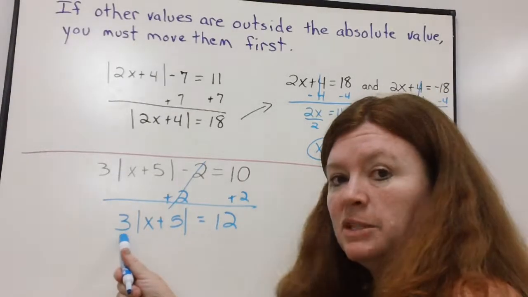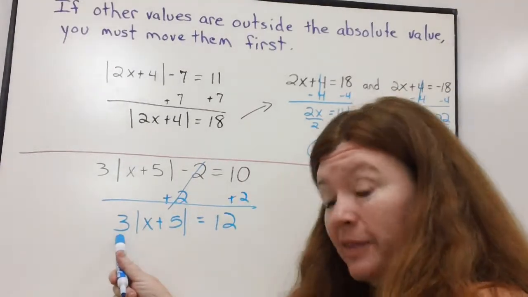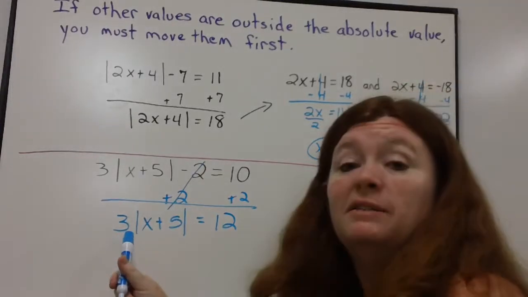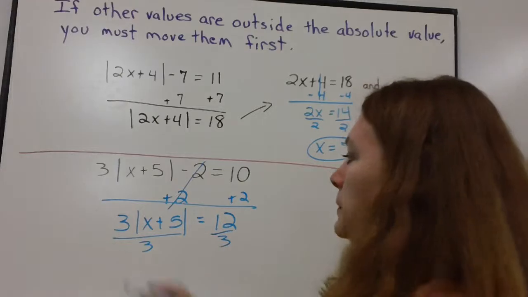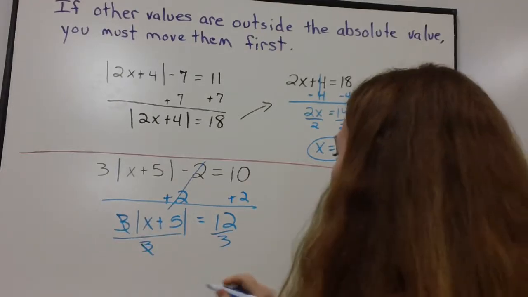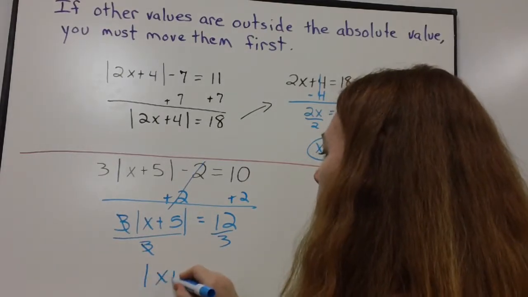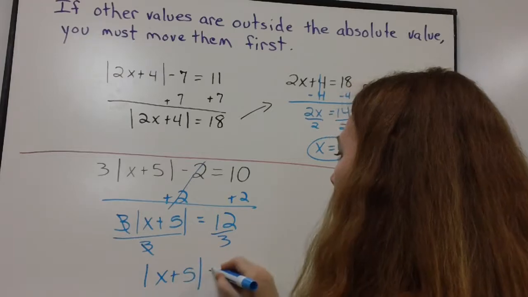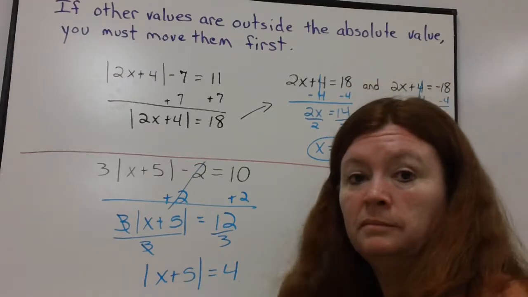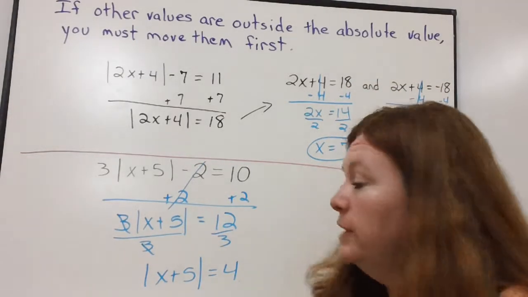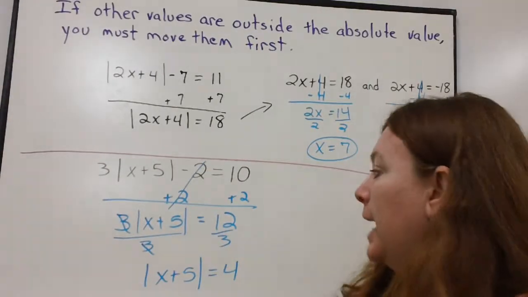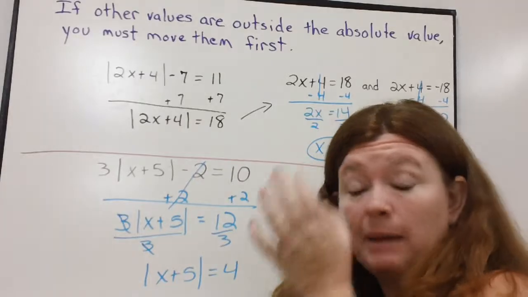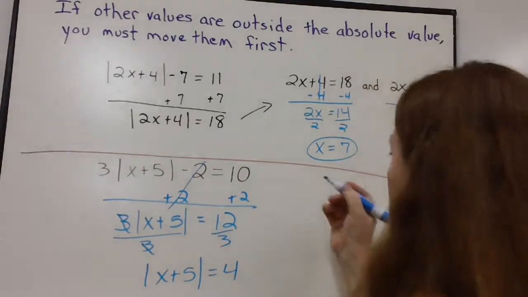I need to get rid of this 3 because it's outside the absolute value. So I'm going to divide both sides by 3. And what happens? I get the absolute value of x plus 5 equals 4. All right, but I still have to solve. Now that I have my absolute value all by itself, I can try to solve, and I'm going to be looking for my two solutions.